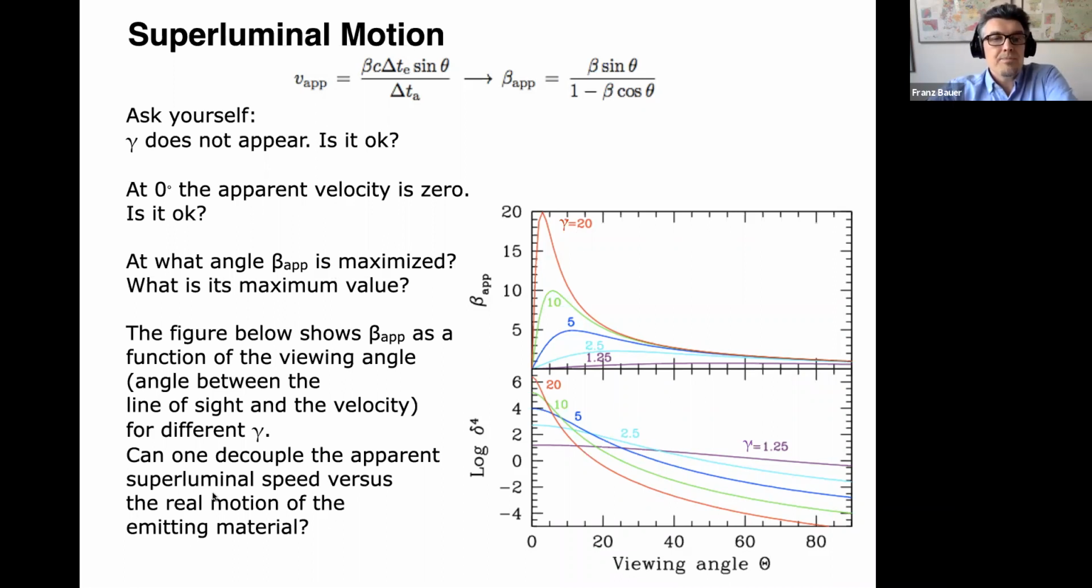Okay. Is there a way to decouple the apparent superluminal speed and the angle? Or can you measure this, based on the superluminal motion? Can you figure out what the real motion of the emitting material is? Do you have enough parameters?